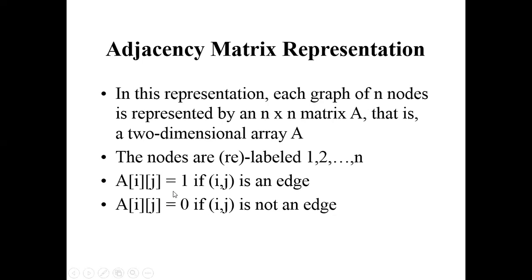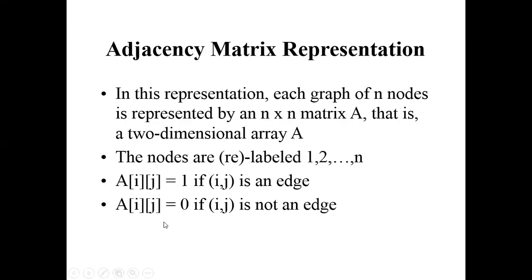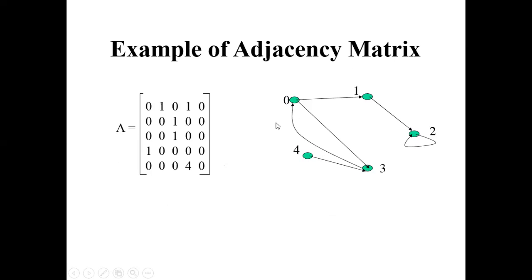The value in that array is 1 if there is an edge between the two nodes. So A of I and J: I will be one node name, J will be another node name. If there is an edge between I and J, the value will be 1, otherwise the value will be 0. For this graph, the first entry will be 0 comma 0. There is no edge for 0 comma 0. Then 0 comma 1: we have an edge, so I'm putting 1. Then 1 comma 2: there is an edge, I'm giving 1. Here it will be 1, and for 4 comma 3 also it will be 1.